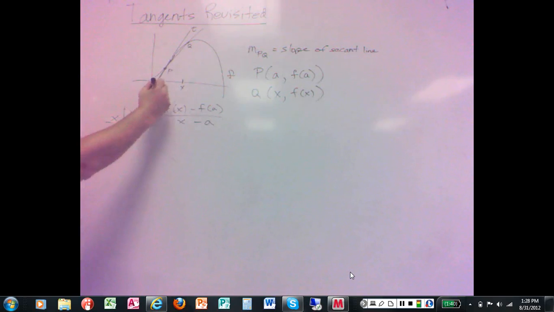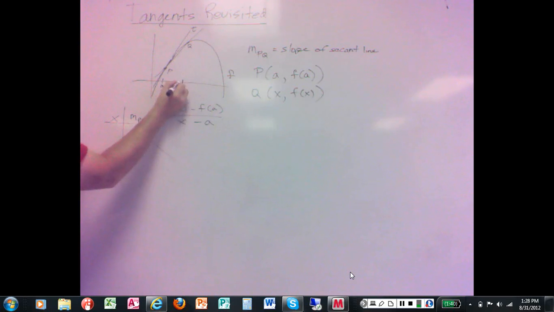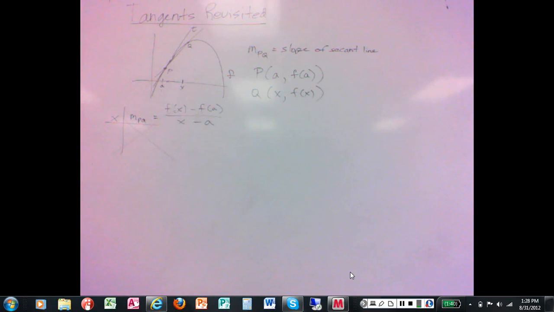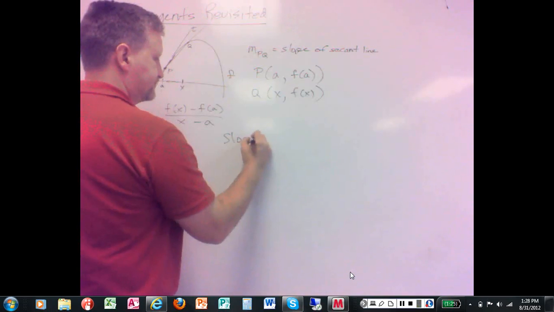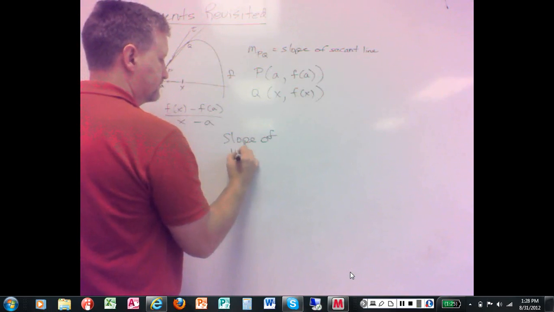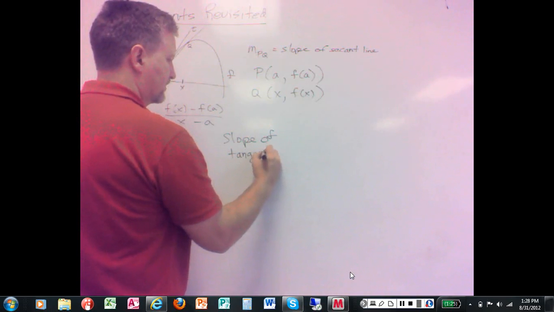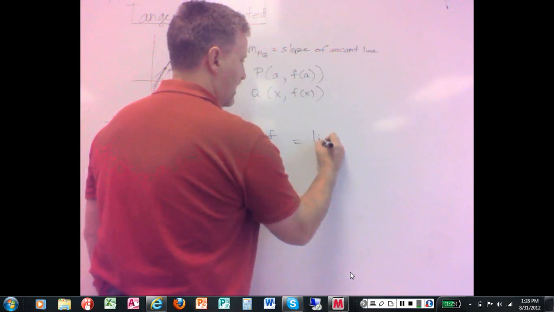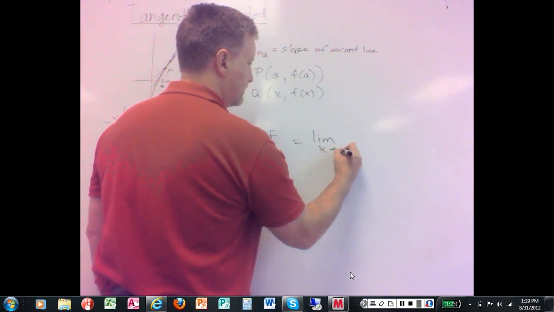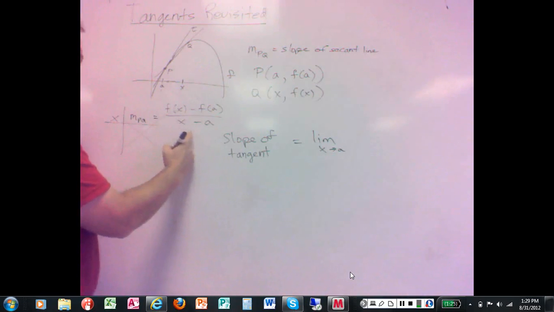What we did was, we let the x come in closer and closer to a. Well, isn't that our limiting process? So here's what it amounts to. The slope of the tangent line equals the limit as x approaches a of this secant line formula.